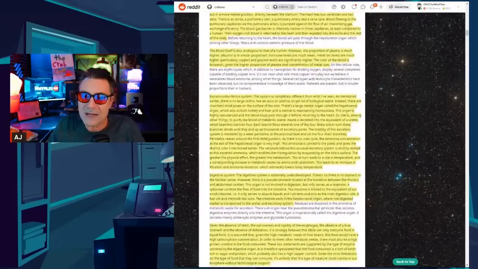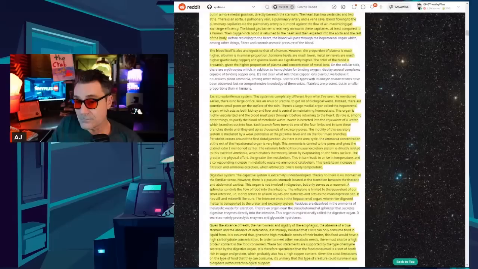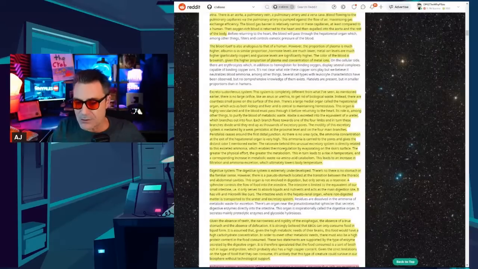So a little different. The blood itself is also analogous to that of a human. However, the proportion of plasma is much higher. Albumin is in a similar proportion. Hormone levels are much lower. Metal ion levels are much higher, particularly copper. So there's copper again. And glucose levels are significantly higher. The color of the blood is brownish, given the higher proportion of plasma and concentration of metal ions. So higher glucose levels could be because of the big brain also.